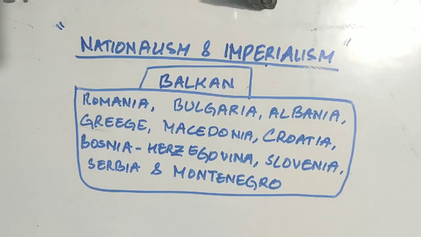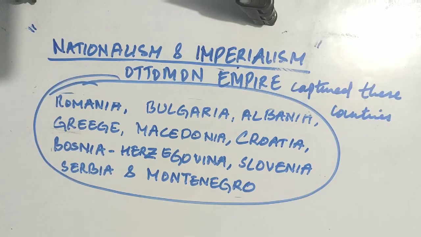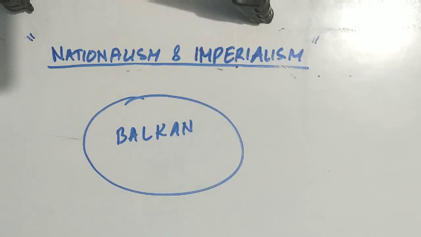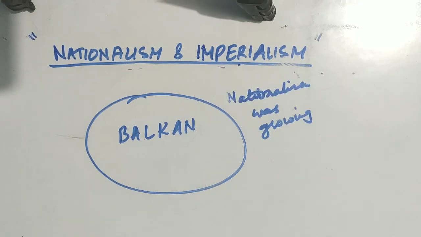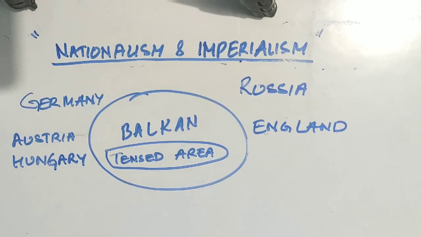The most serious nationalist tension can be seen in Europe after 1871, in the area called the Balkans. The Balkans was a geographical area which comprised modern-day Romania, Bulgaria, Albania, Greece, Macedonia, Croatia, Bosnia-Herzegovina, Slovenia, Serbia, and Montenegro. Together, they were all known as Slavs and were controlled by the Ottoman Empire. These countries were forcefully captured by the Ottoman Empire and were asked to follow the rules and regulations made by the monarch. Hence, the culture, tradition, language, and ethnicity of these countries did not match with the Ottoman Empire and they struggled to gain independence. As the nationalist sentiment among the Slavs grew, this area became a conflicted area.